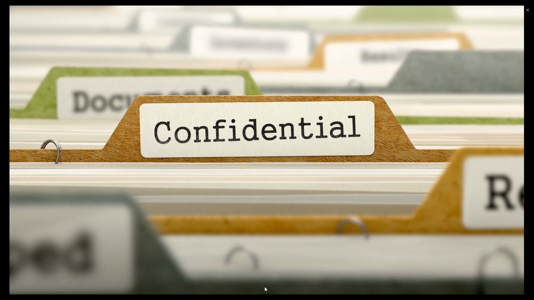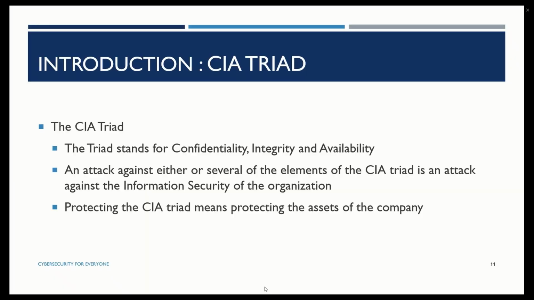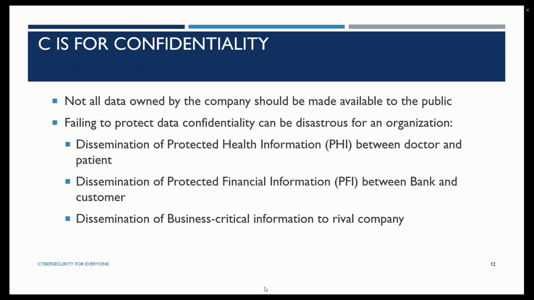Confidentiality is part of the CIA triad. Integrity, another aspect. Availability, a crucial part. So let's look at the CIA triad. The triad stands for confidentiality, integrity, and availability. An attack against either or several of the elements of the CIA triad is an attack against the information security of the organization. Now, not all data that's owned by the company should be made available to the public.